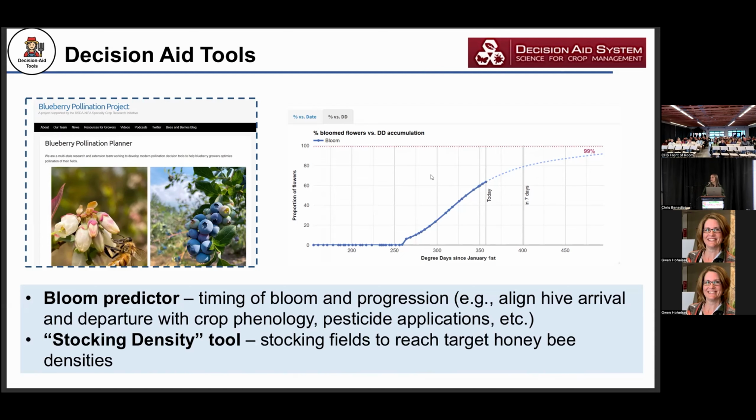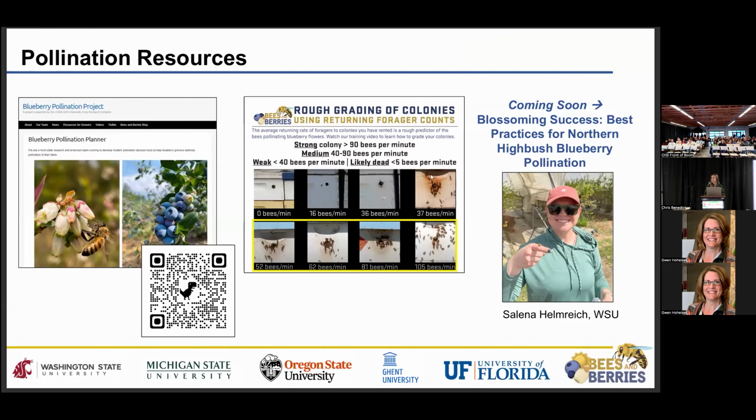And then we're also working on a stocking density tool to leverage our findings and come up with recommendations on how many bees you should stock for a given field and what that might mean economically based on various yield scenarios. There are lots of resources that this team has developed and is continuing to develop in the final few months of the project. So again, we have our website that you can scan the QR code for, and a lot of cards that hopefully you can grab. They're on the back table.